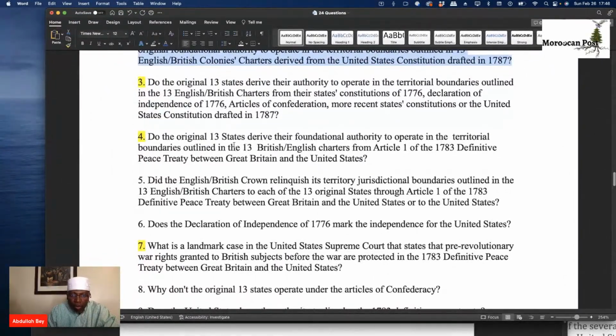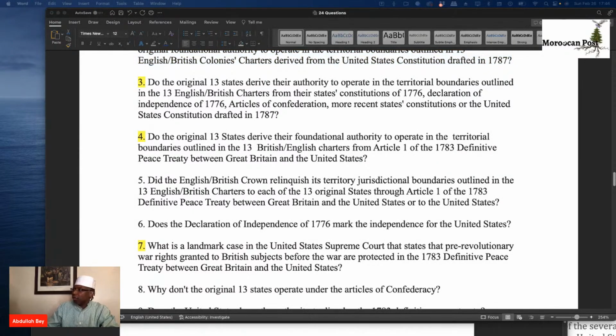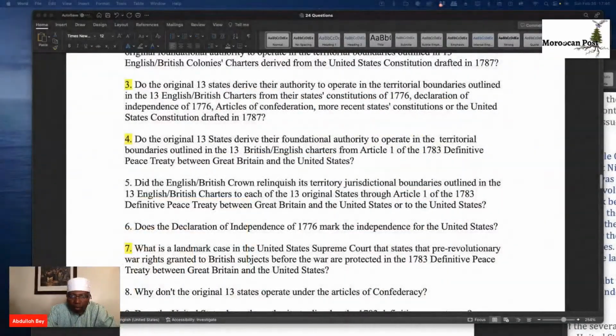You see why that treaty is the ruling authority. We're going to continue so they can see for themselves. So we're going to move on to number 4.